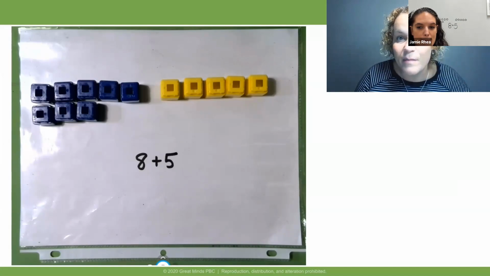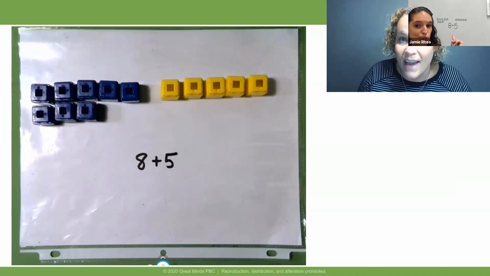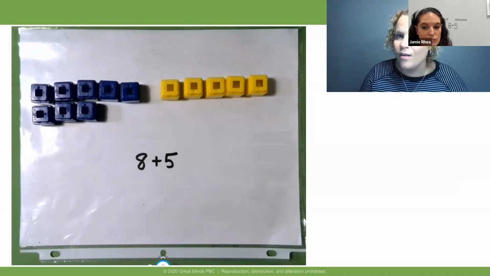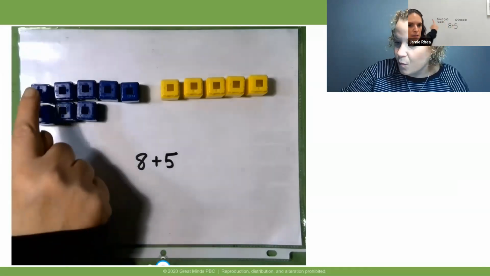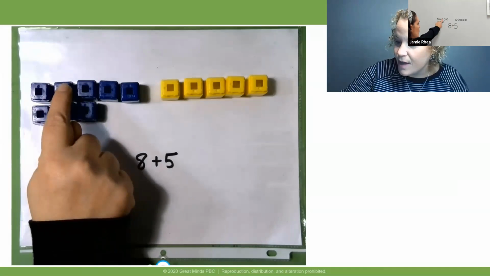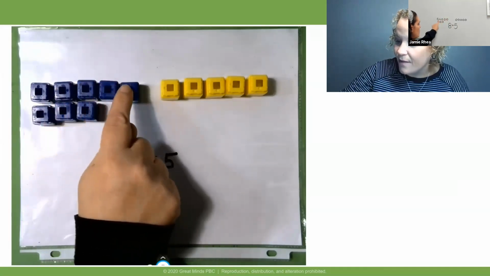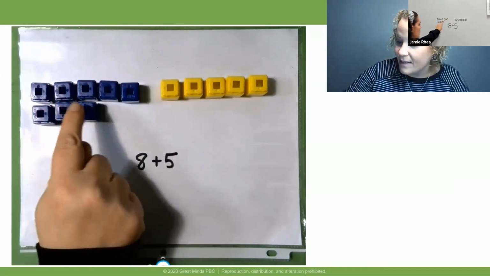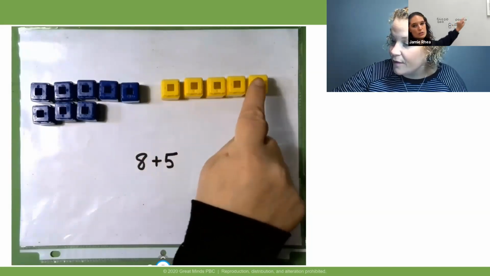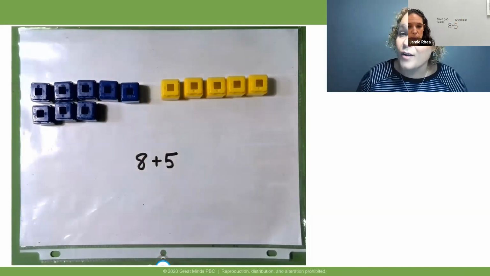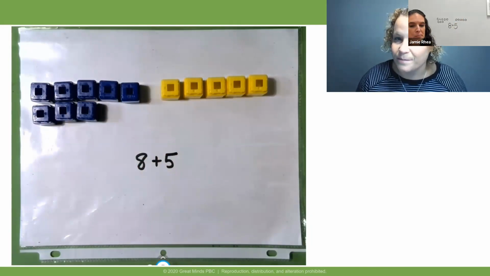I heard someone say we could make 10 with 5. We could also make 10 with 8. All great ideas. Let's try them all. Y'all ready? Let's start with counting all. Ready? Okay. 1, 2, 3, 4, 5, 6, 7, 8, 9, 10, 11, 12, 13. So there are 13 books altogether.